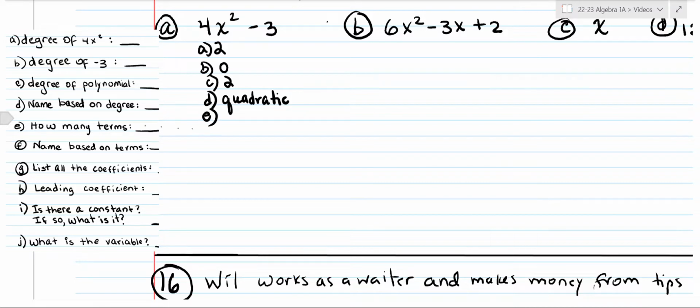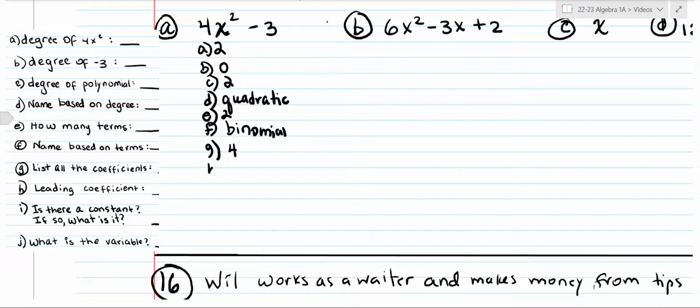E. How many terms do we have? We have 2 terms. What's the name based on the terms? That's easy. It's a binomial. List all of the coefficients. Well, only one of the terms has a variable, so there's only one coefficient, the number 4.